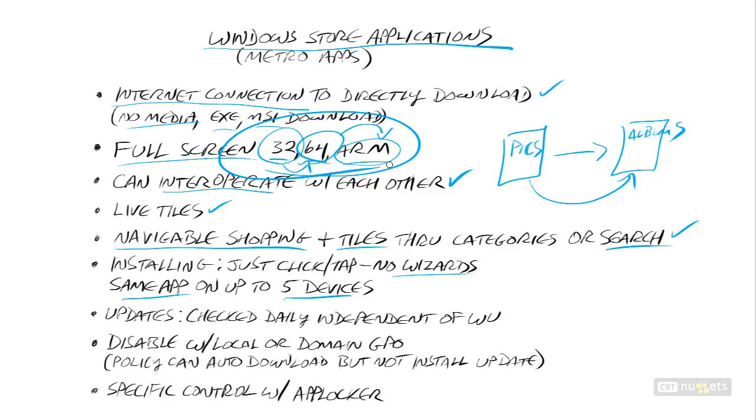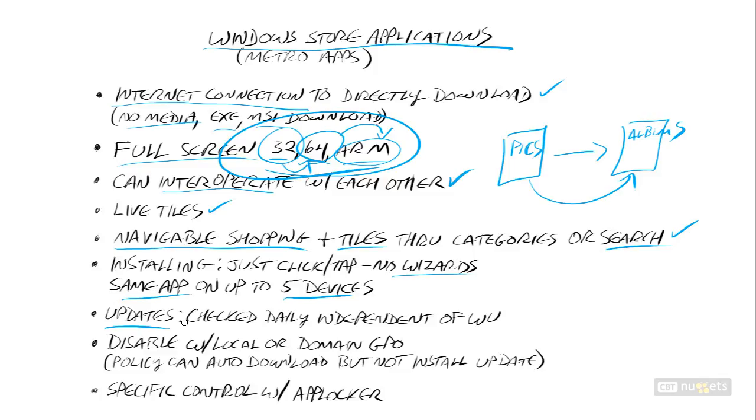Well, that is true up to 5 devices. When you get to your 6th device, it will tell you, oops, you've already got this installed too many places. You're going to have to uninstall it from one of your other devices. This will be true of both free and paid applications that you download.